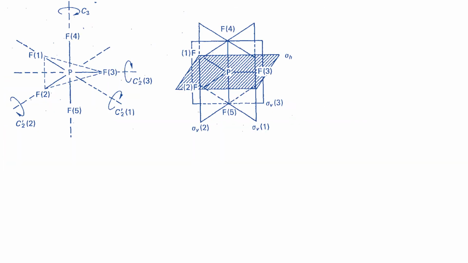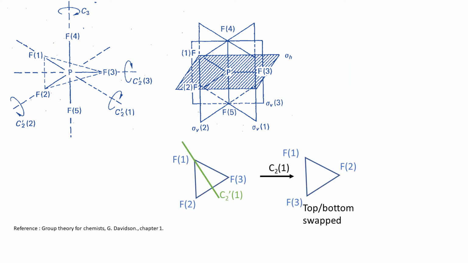We will do a few examples now, only to make you familiar with a certain formalism. So here we see PF5, the symmetry elements are drawn, the labeling is very easy, C2'1 goes through F1, and sigma v1 also goes through F1. So I am sure that you get the pattern. I personally prefer drawing only the top projection, and then I remember if the atoms on the top and bottom change or not. Let's do C2'1.